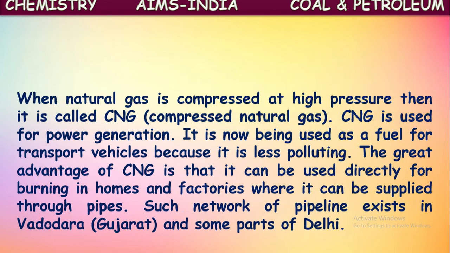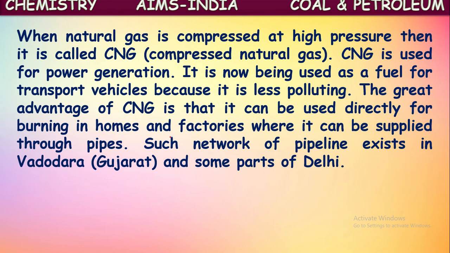When natural gas is compressed at very high pressure, it is called compressed natural gas. This is preserved in cylinders. Simply, it is called CNG. CNG means compressed natural gas. So the natural gas available from the earth's crust is separated and purified, and then it is compressed at a very high pressure and stored in cylinders. That stored highly compressed gas is called compressed natural gas, simply CNG.